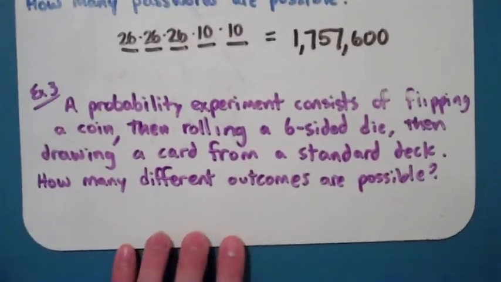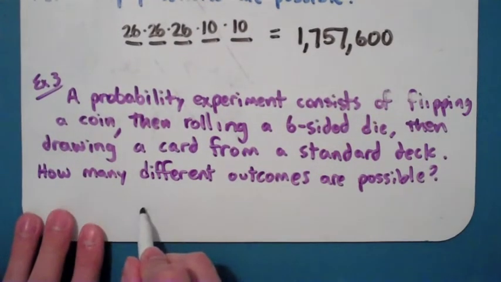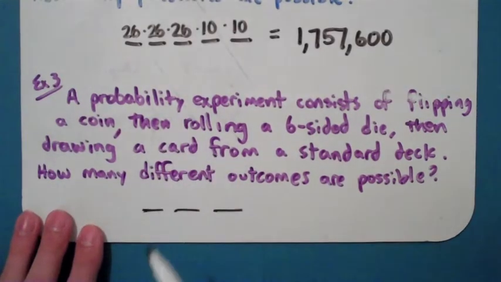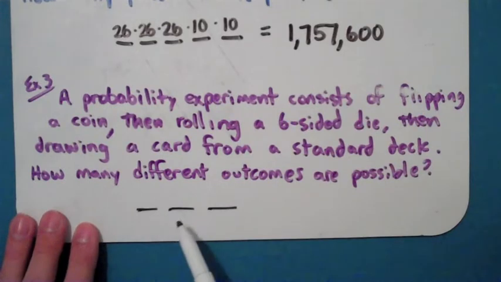And our last problem right here, we're looking at a probability experiment where you're going to flip a coin, then roll a die, then draw a card out of a deck. So you can think about this right here. There are 3 categories that we're choosing from. Like I did on my computer problem where I had my 5 blanks, 1 for each spot, I have my coin, I have my die, I have my card.